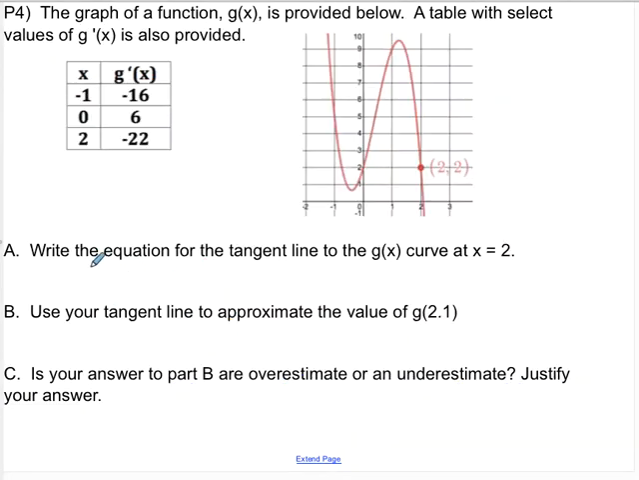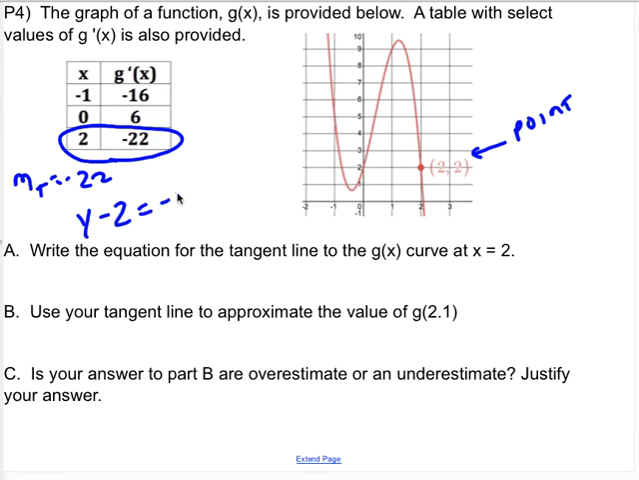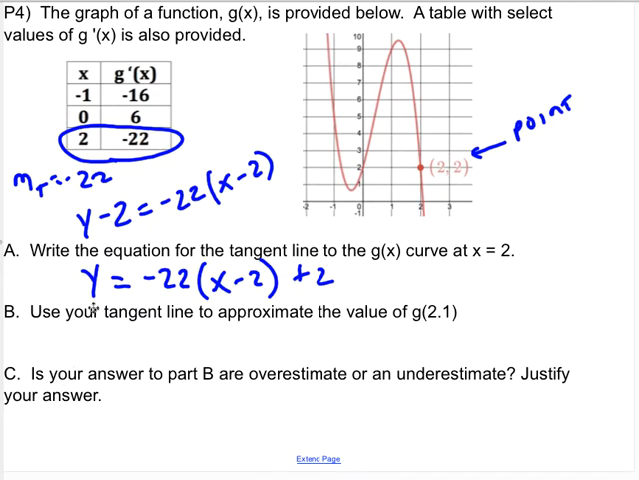All right, so let's do another one like that. So here's this function. We're talking about the point x equals 2. That's my point. And since I'm talking about x equals 2, my tangent slope is going to be -22. So first, write the equation for the tangent line. Well, that's going to be y minus the y value equals m times x minus the x value. So I'm going to add the 2 over and get y equals -22 times x minus 2 in parentheses, and then add a 2. So that's my answer.